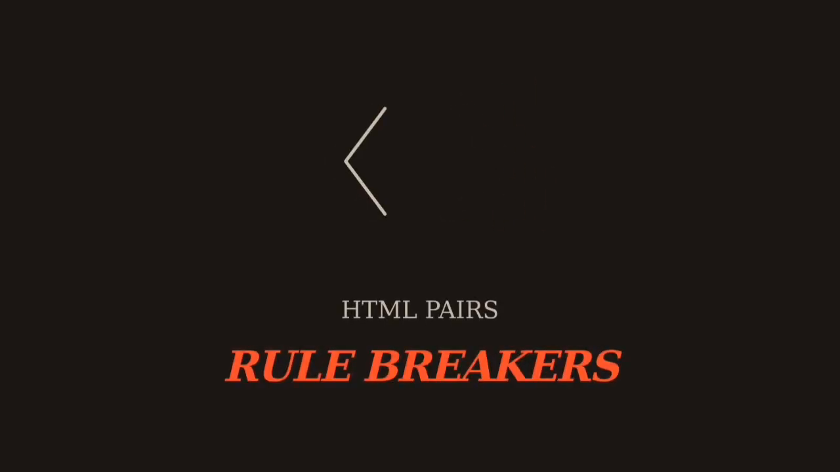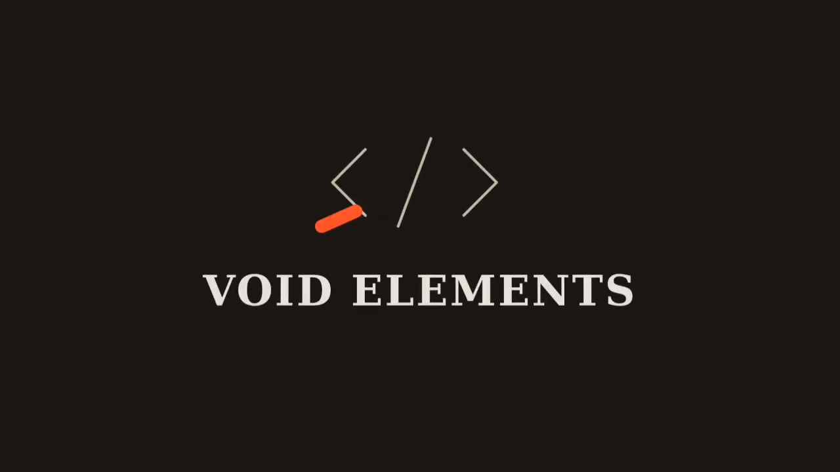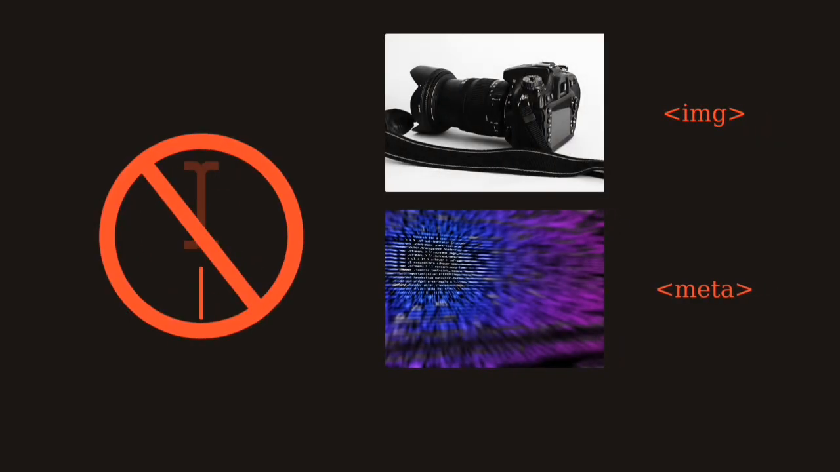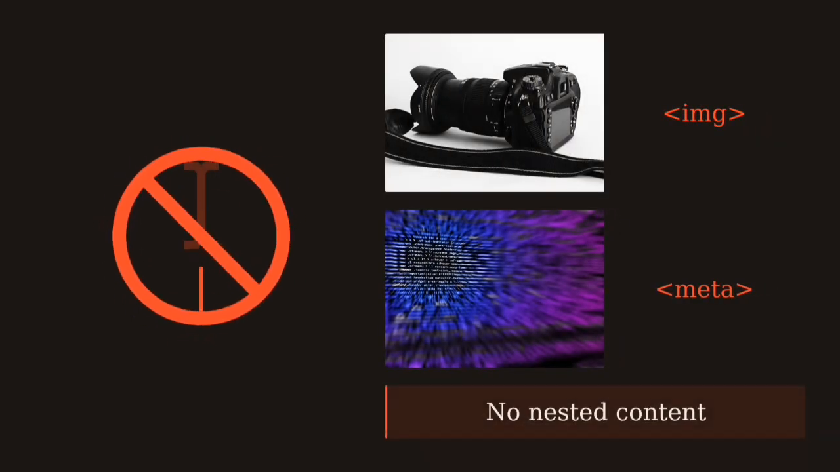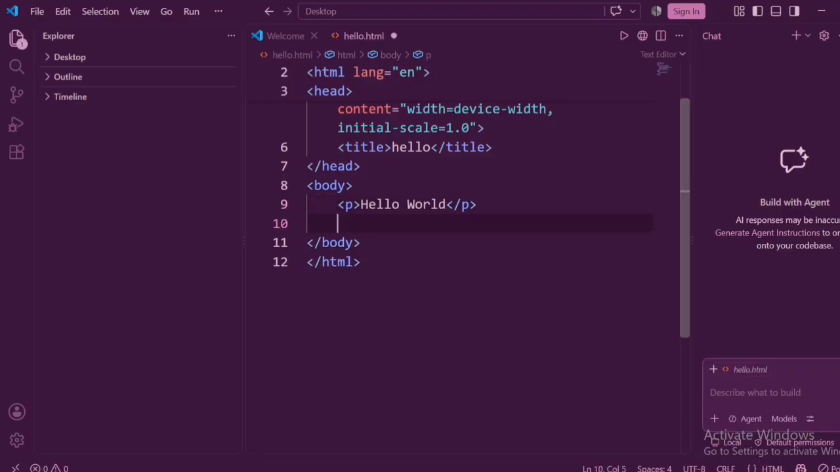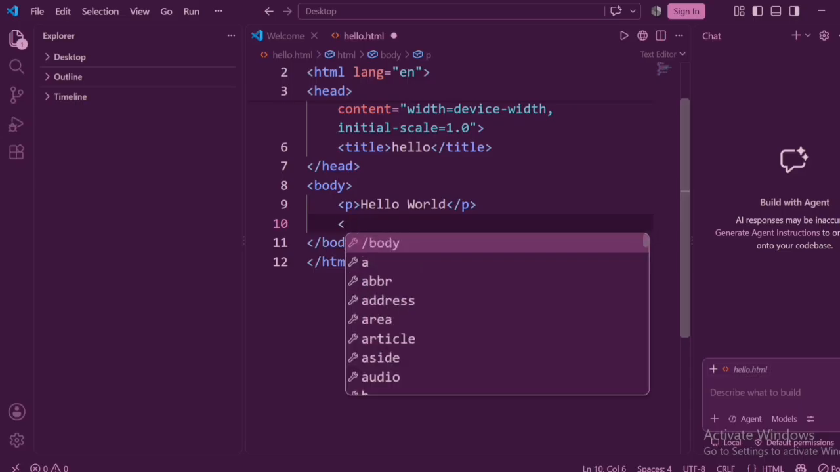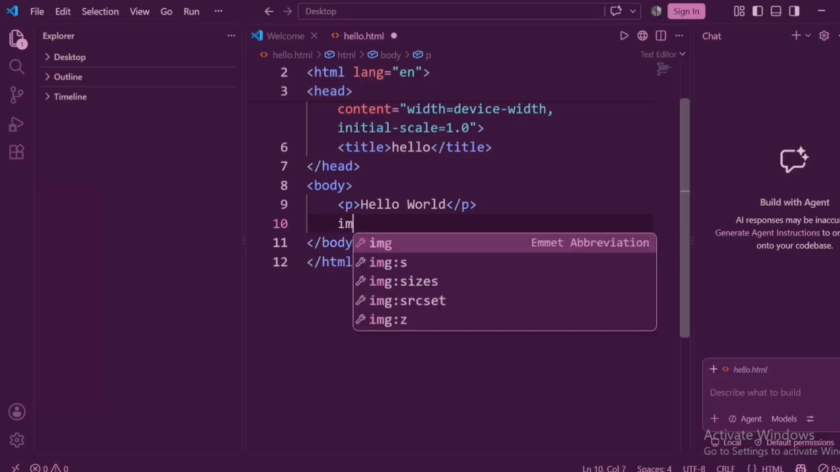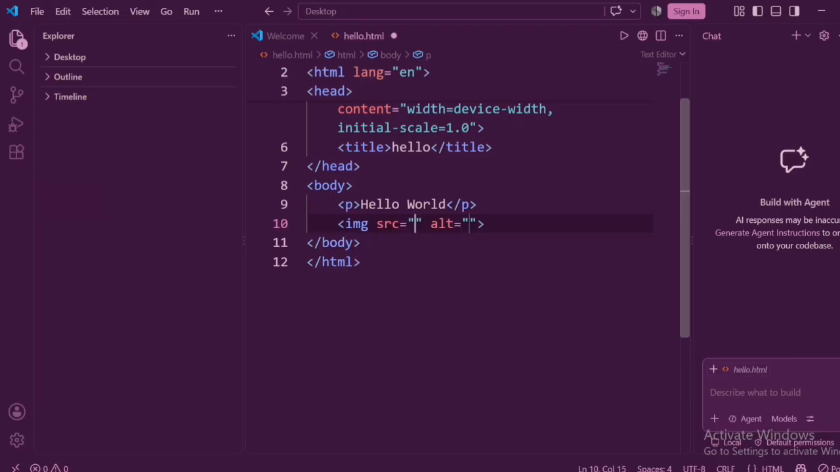Now, let's see void elements. But here's something interesting. Not every HTML element has a closing tag. Some elements are called void elements. For example, let's see the image. We're just going to type image. You can type image and hit enter and see what happens. So there's no closing tag. Image, source, all that stuff. So this image is called a void element.